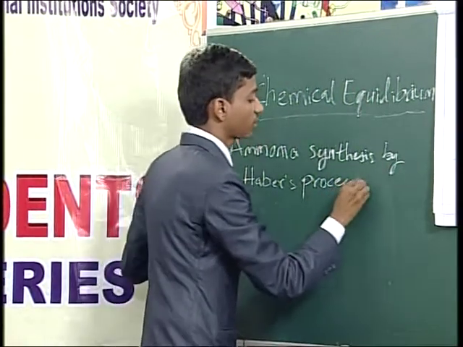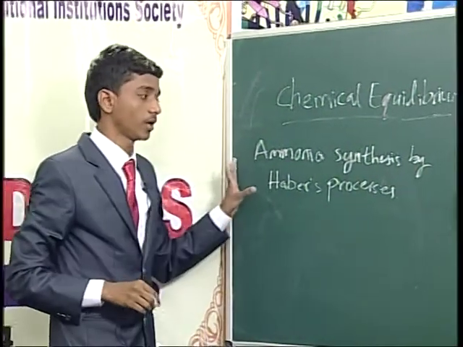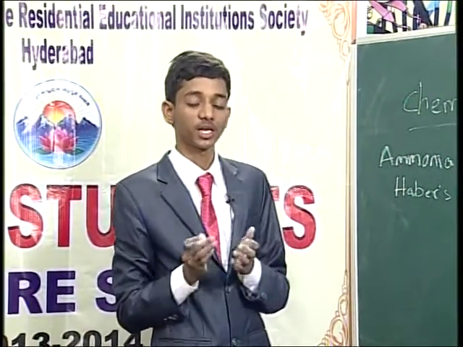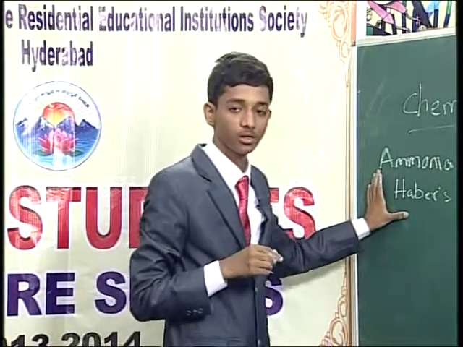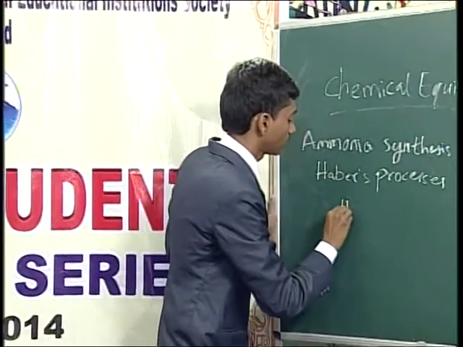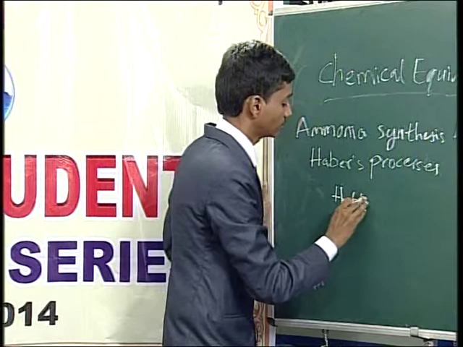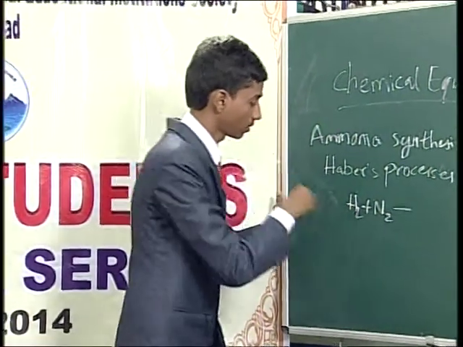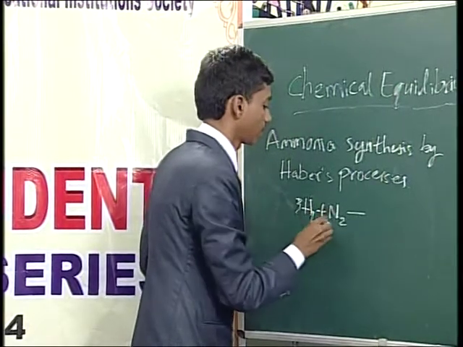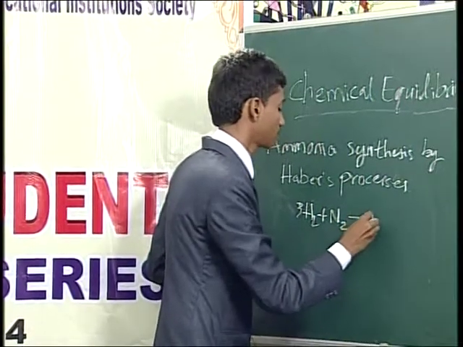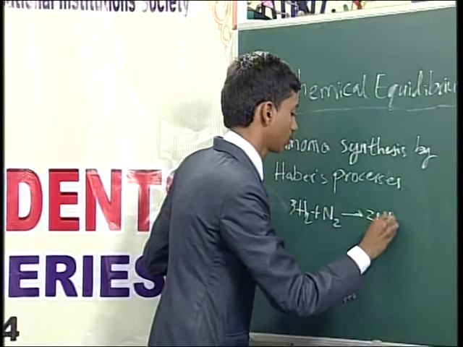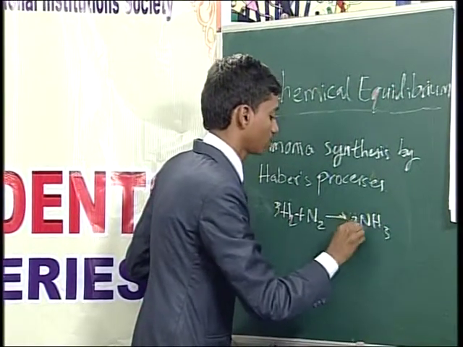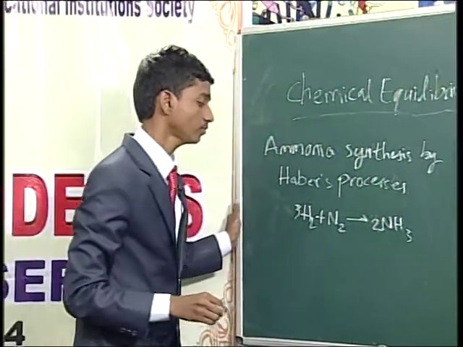Firstly, in the series of experiments, Haber started the experiments with known amounts, which means he took a certain amount of dihydrogen and dinitrogen, and here forms the reaction.